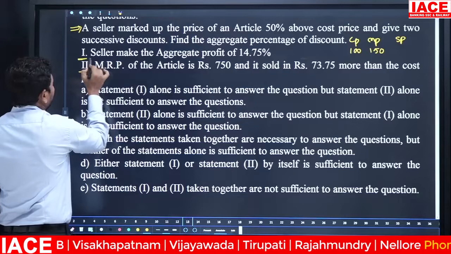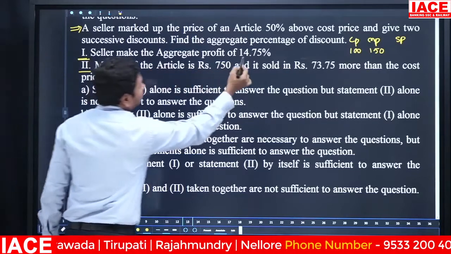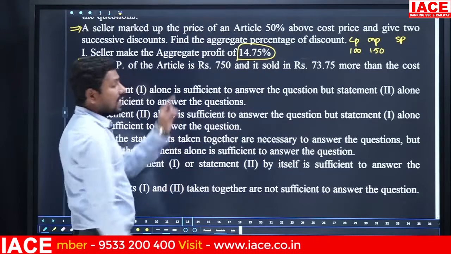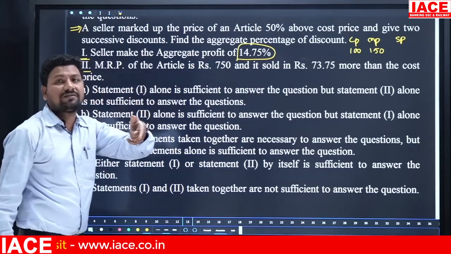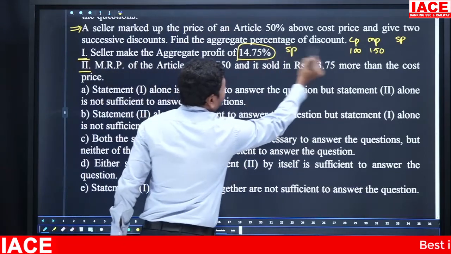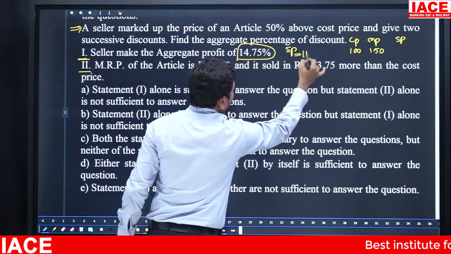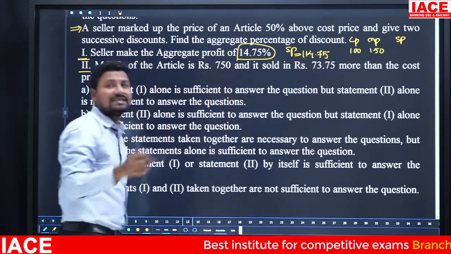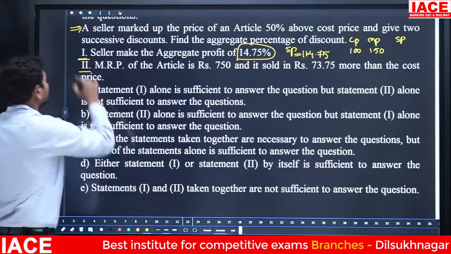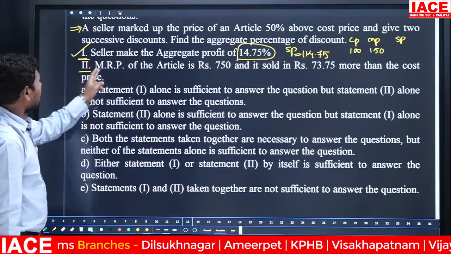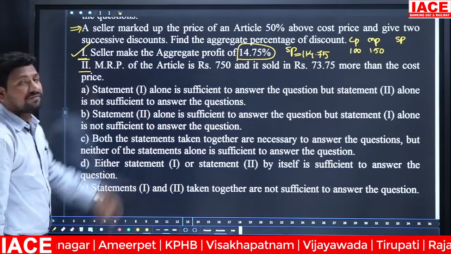Then look at the statement 1. Seller makes an aggregate profit of how much percentage? 14.75%. 14.75% aggregate profit means selling price compared to 100, how much rupees extra? 114.75. Once you know the selling price, once you know the market price, you can easily generate the discount percentage. Then statement 1 is clearly helpful to finding an answer. Next, MRP of the article is 750.